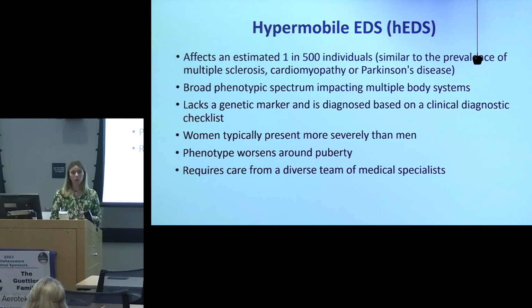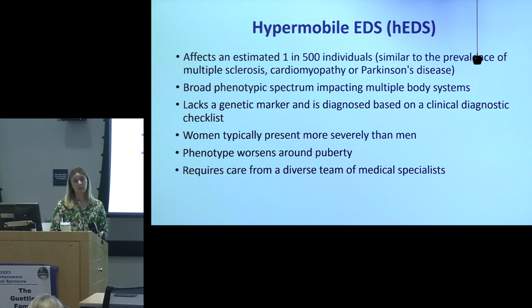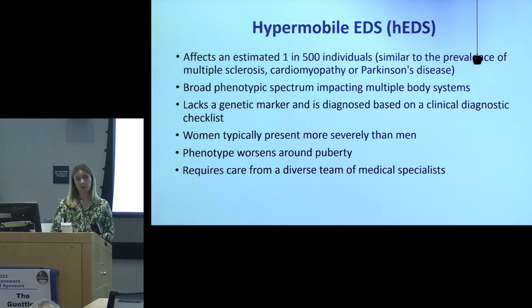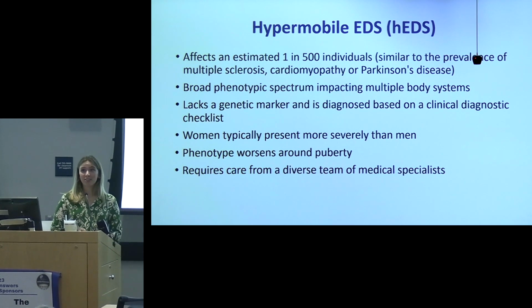Prevalence of EDS in general used to be estimated at 1 in 5,000 people. We definitely know that's not true. A paper was published a few years ago that showed 1 in 500. That doesn't account for people who are undiagnosed, but that 1 in 500 number is similar to the prevalence of things that everyone has heard of, like MS, cardiomyopathy, Parkinson's disease, things that have research going on all over the world, and most of you have probably heard of them, but that's not the case for EDS.